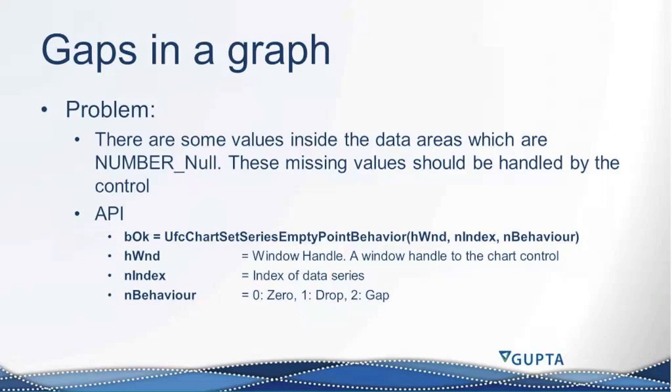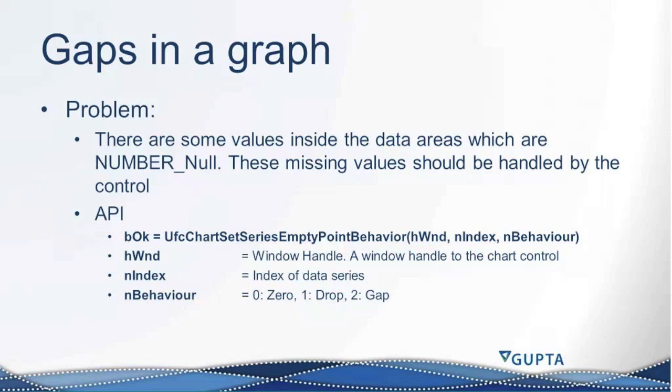So with UC set series empty point behavior, you can define a special index. That means the index of the data series, because maybe you have 10 or 20 or 30 different data series inside this charting control to display different values or different graphs. And the behavior is pretty simple. If you type in 0, then there is no data point, so there's really a gap inside this graph.